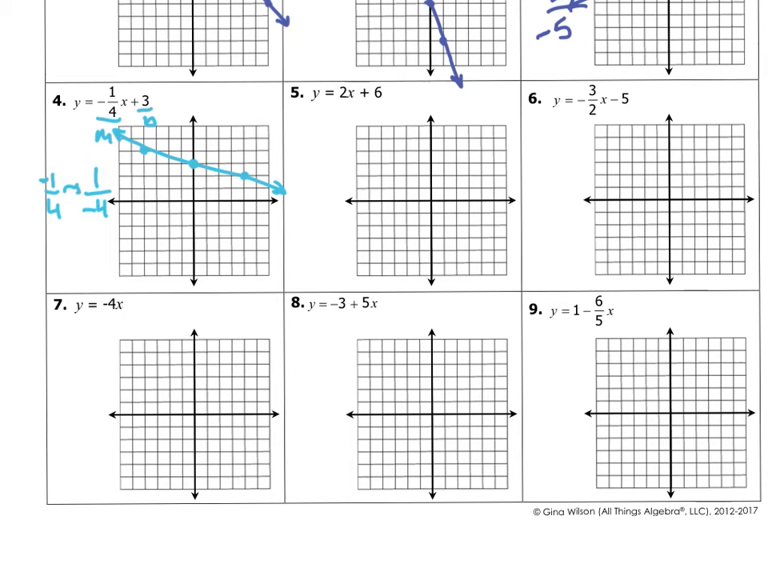Now number 7 is a little bit different, and then 8 and 9 are also different. So I'm going to look at 7 and 8 to really give you a better idea of what we're doing. So if I tried to pull off the y equals mx plus b, if I wanted to find slope and the y-intercept, slope is easy. Remember, slope is always in front of the x. So slope in this case is negative 4. And if I wanted to write that as a fraction, it'd be negative 4 over 1.